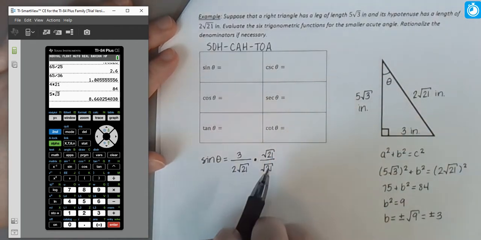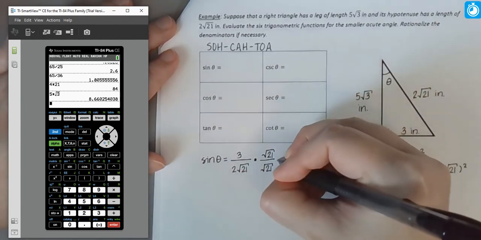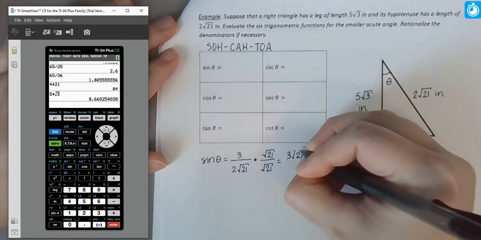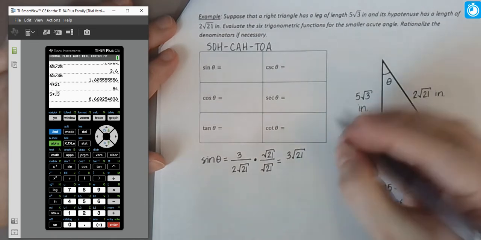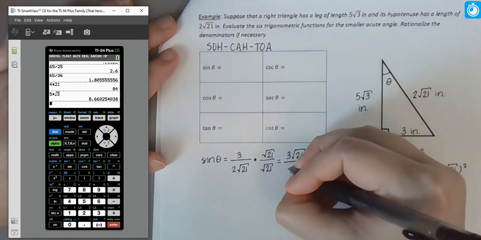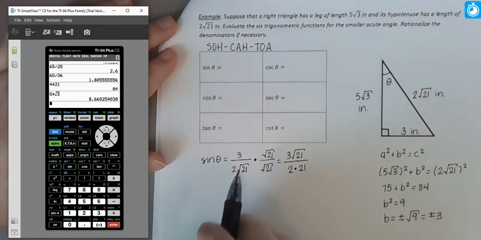And so in the denominator, the root 21 and root 21, well, we're now squaring the square root, so the square root goes away and we're just left with a 21. But don't forget that we still have that 2 right there. So you have to be very careful as you simplify something like this. So in the numerator, we have 3 root 21. And in the denominator, we still have the 2, and we also have the 21 that we got from the rationalization.